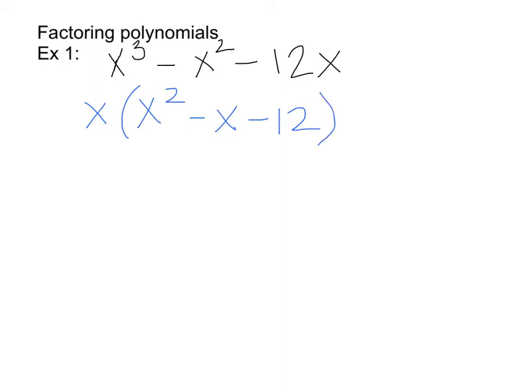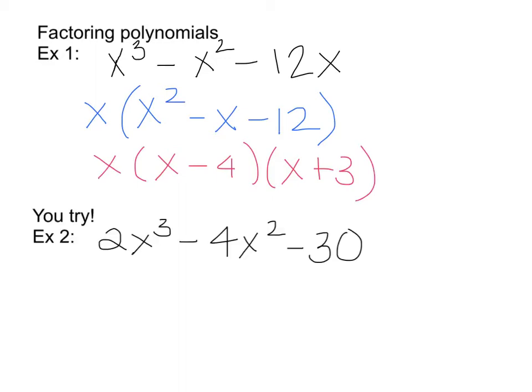Then you are going to want to check inside the parentheses to see if you can factor that more. So are there two numbers that multiply to negative 12 that add to negative 1? Yes, and that's negative 4 and positive 3. And then all you're going to do is bring down the x out in front.